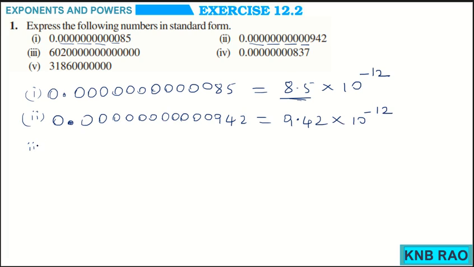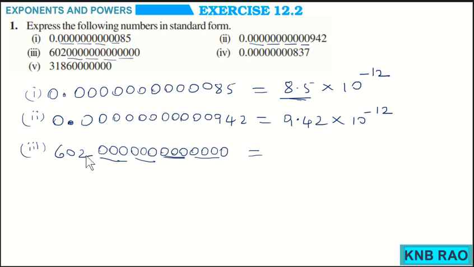Then in the third one, it's a very big number, after the number 602. So this is a very huge number having 13 zeros after 602. That means from here the decimal point should shift to this place. That means 13 zeros along with 0 and 2. So it has to shift 15 times. So in standard form this number is 6.02 into 10 to the power 15.